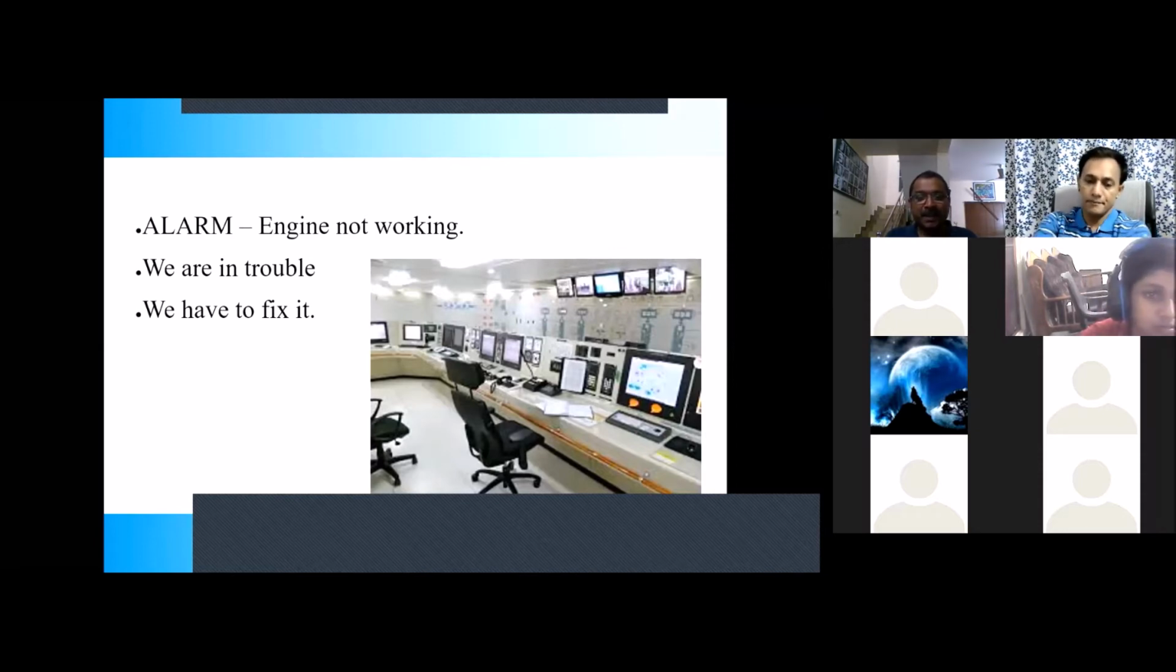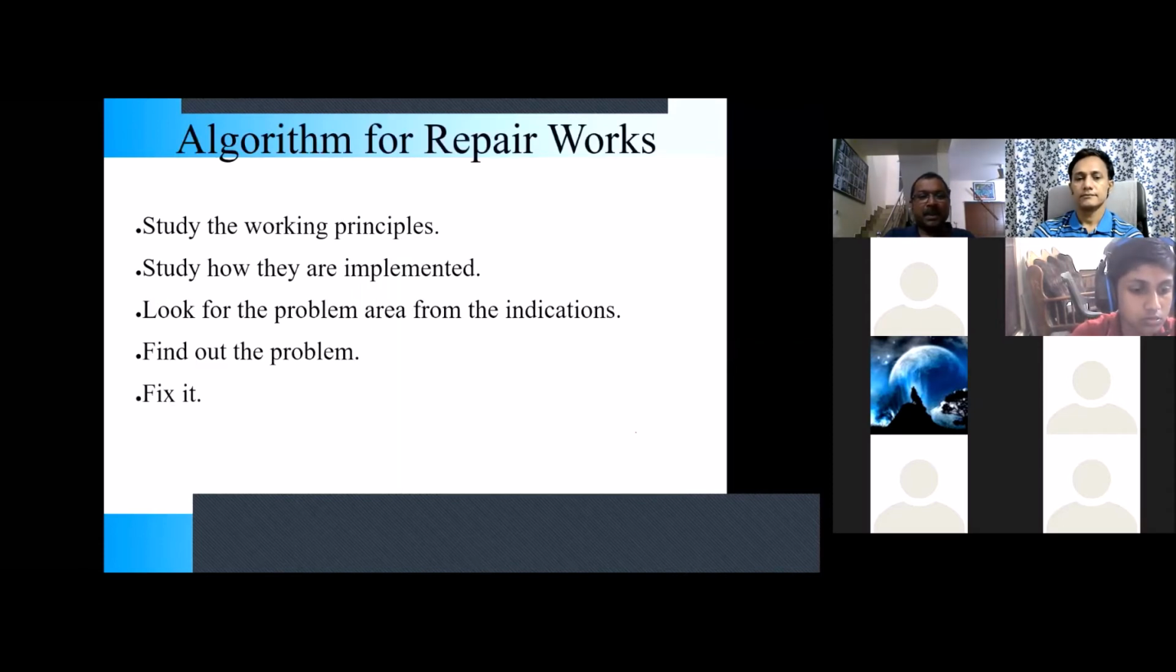So in order to resume our journey, we have to fix the fault. We have to make a repair on the ship, make it perfect, then we will restart it. So what should we do to fix the problem? Uncle has written an algorithm for repair works. It is simple. It's a 5-step algorithm.